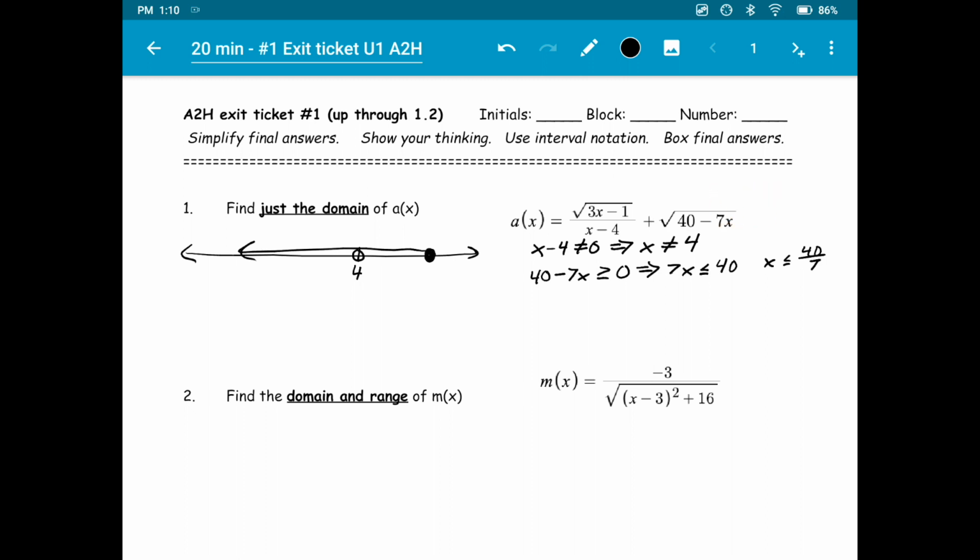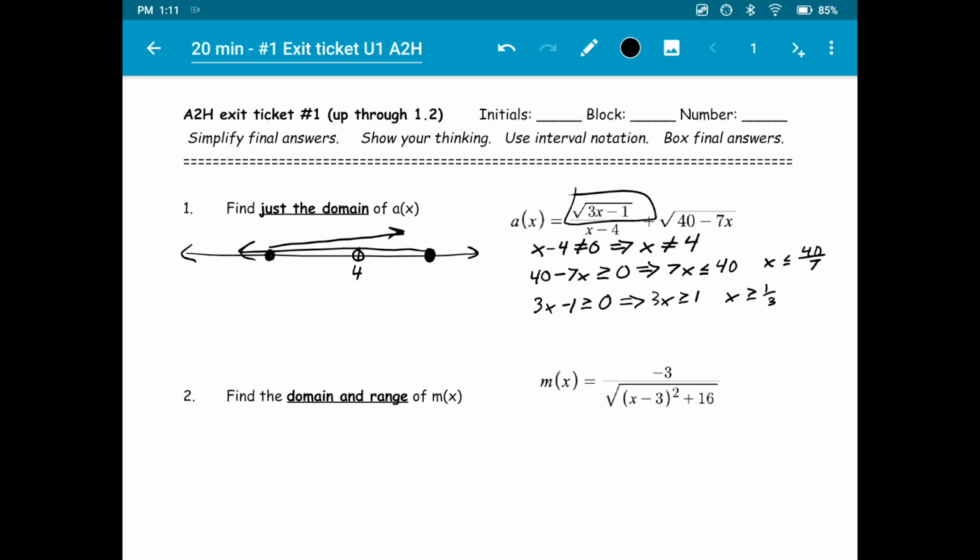And from this square root, I know that 3x minus 1 has to be greater than or equal to 0, which means that 3x is greater than or equal to 1, so x is greater than or equal to 1/3, which means that I have to be in this range.